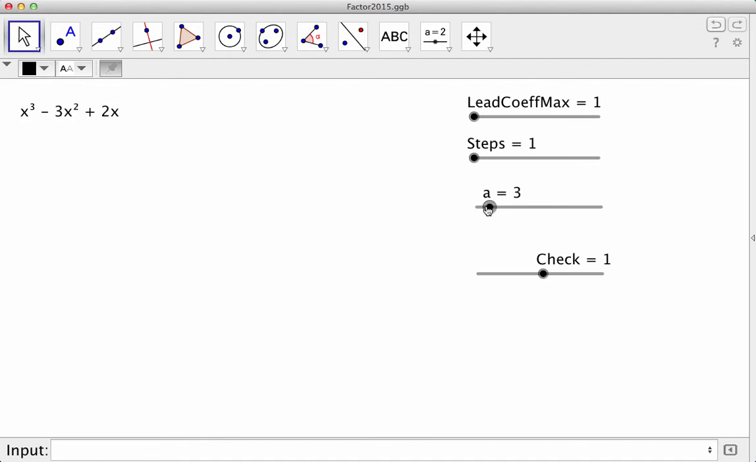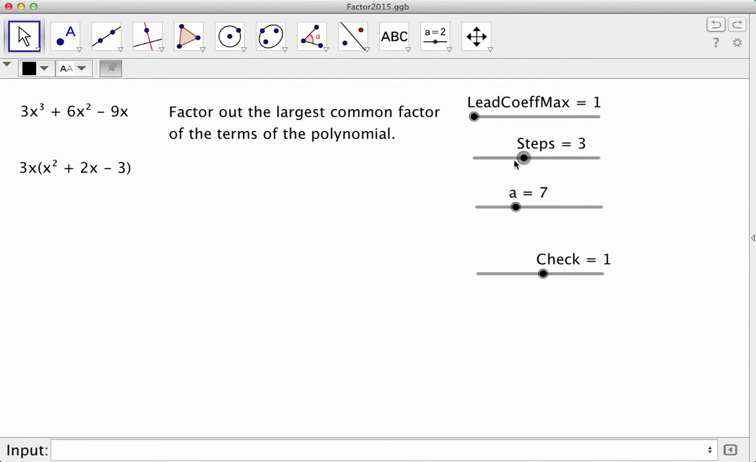And let's say we'll look at, let's look at this one. So again, common factors in the coefficients, 3, 6, and 9. So we can divide a 3 out of all three of those coefficients. We have x terms for all three, so we can divide an x out of all three of those, and that'll give us a largest common factor of 3x. What's left inside is x squared plus 2x minus 3.